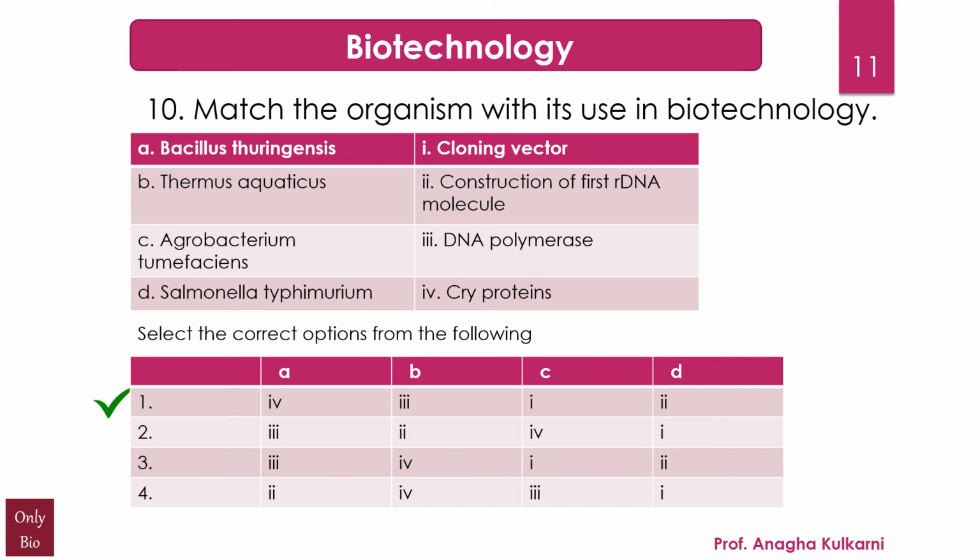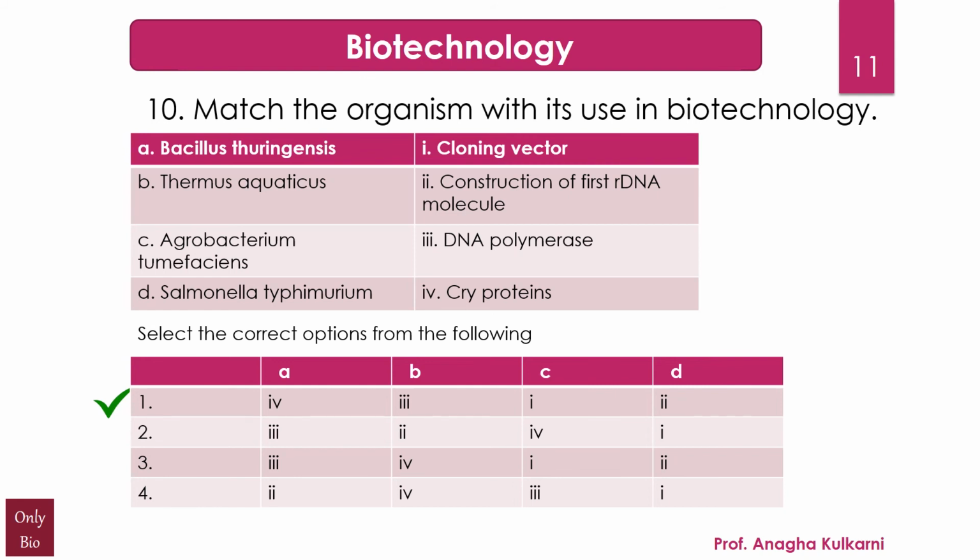The correct answer is the first one. Bacillus thuringiensis being A can be related with cry proteins. Thermus aquaticus can be related with DNA polymerase. Then C, that is Agrobacterium tumefaciens, is a cloning vector. And D, Salmonella typhimurium, is the construction of the first rDNA molecule, that is recombinant DNA molecule.